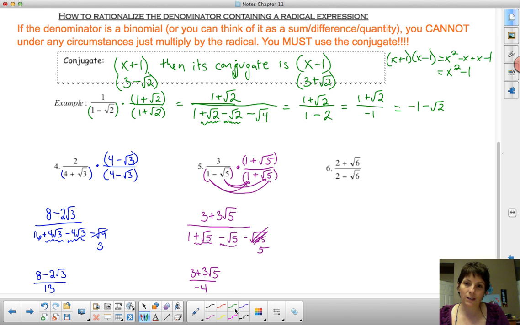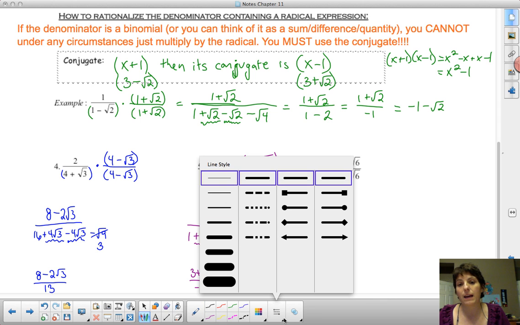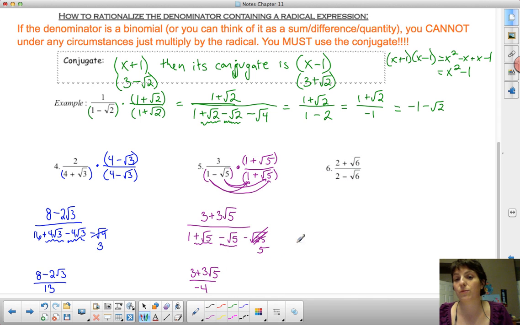Now, hopefully the first thing you notice about number 6 is that we have a binomial in the numerator as well as a binomial in the denominator. It means that we're going to have a place where we have to FOIL and not just simply distribute in the numerator. So we'll have a double FOIL problem.